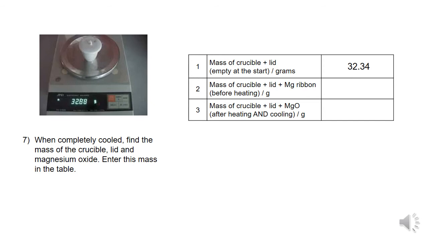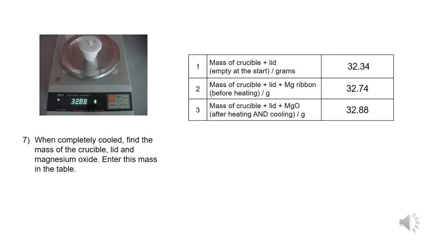The mass of the crucible lid and magnesium ribbon before heating was 32.74 grams, and as we can see from the picture on the screen here, the mass of the crucible lid and magnesium oxide, which was after heating and cooling, is 32.88 grams. Now from this information we can work out both the mass of magnesium ribbon at the start and also the mass of magnesium oxide formed at the end.